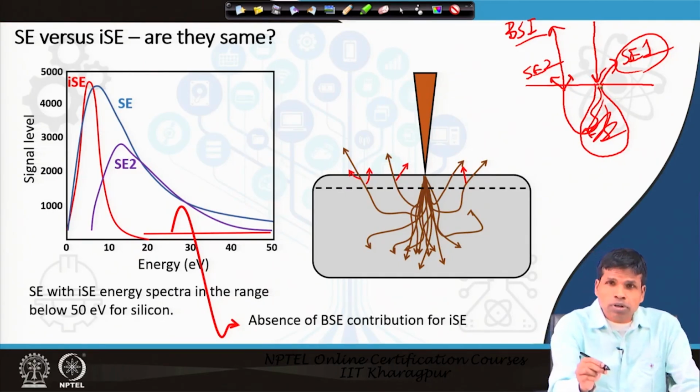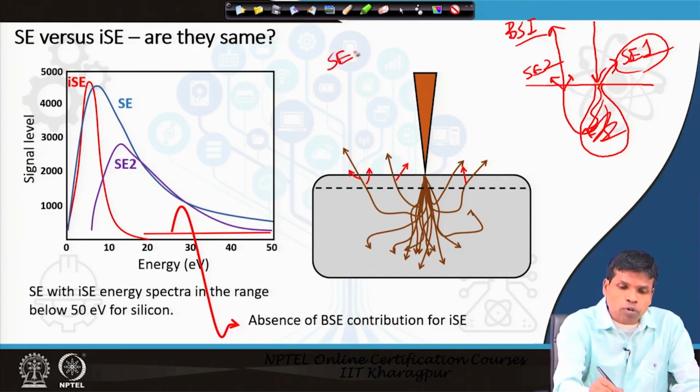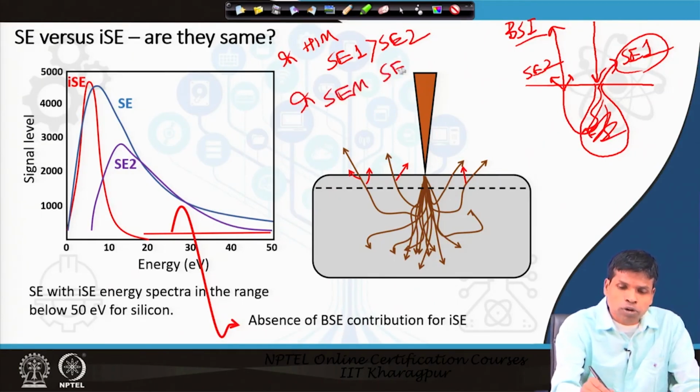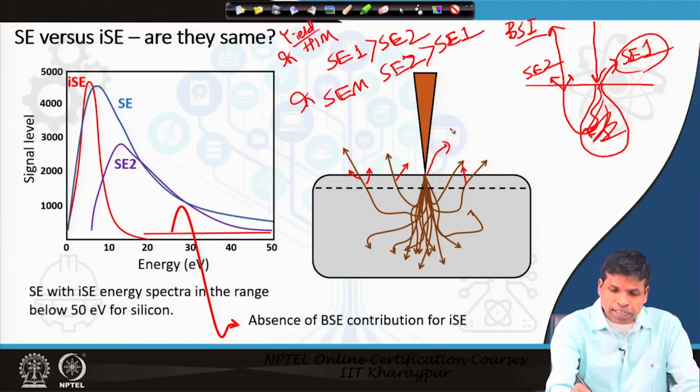So, in the case of helium ion microscope, SE1 yield is greater than SE2 yield. In SEM, SE2 yield is greater than SE1 yield. This is about yield, and this is what we see here. SE1 come out, and these ones are SE2. So, this is the difference.